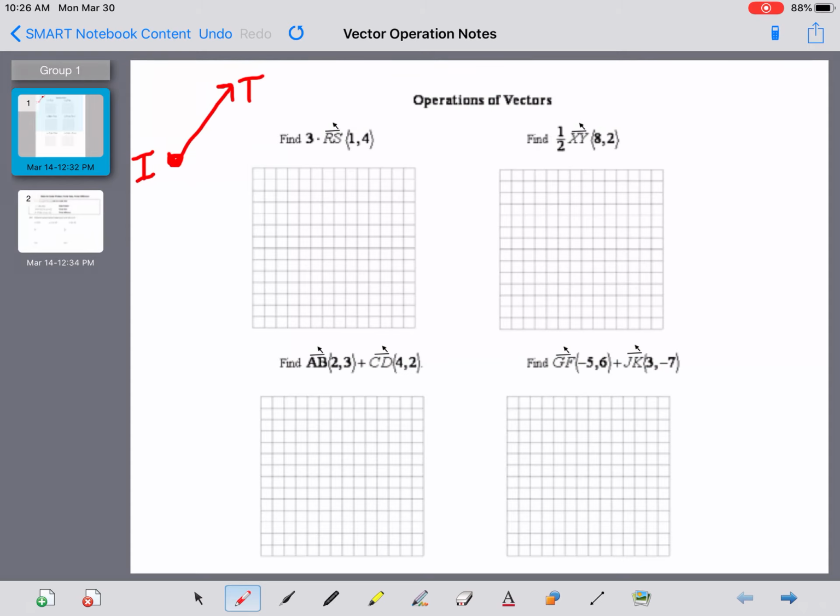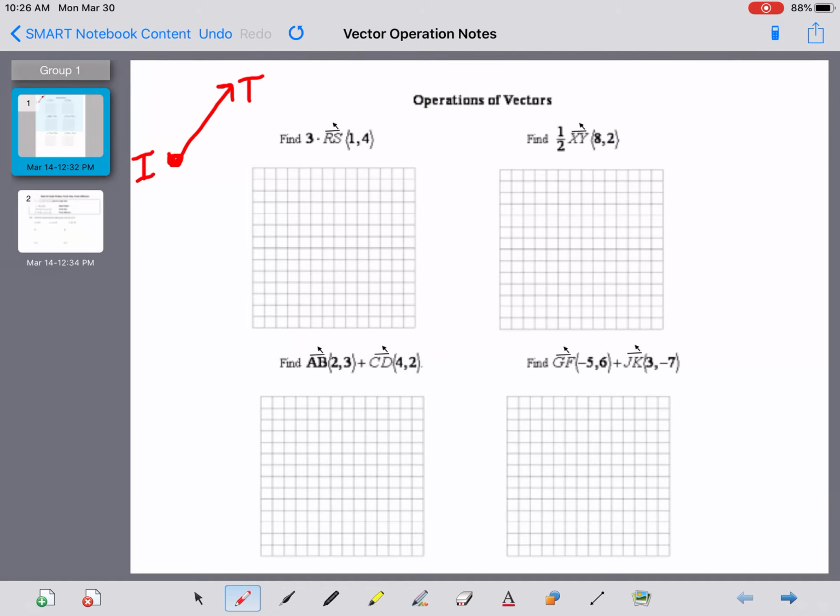And when we start to do operations with vectors, which means we're going to add, subtract, multiply, and such, the vectors actually hook onto each other. So when you initial the first one, where it ends is where the next one is going to start. So initial and terminal are going to be important as we work through our operations of vectors.